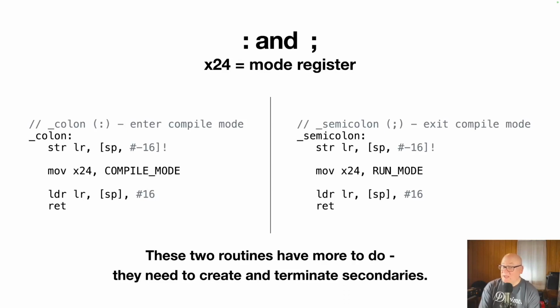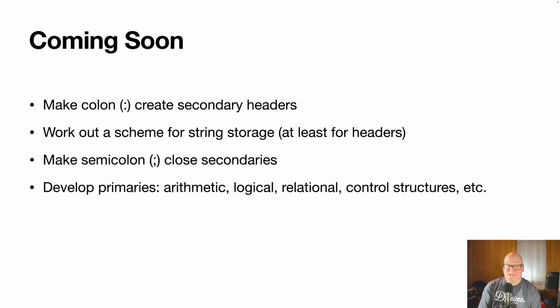We don't do the rest. We still need to create and terminate secondaries. So that'll be one of the things we work on next week. Colon is going to create secondary headers. We've got to store the string somewhere for the string name, and we don't have string storage yet, so I've got to work something out. I think we'll be able to just write it before the header and not worry about it. And then we'll make semicolon close secondaries, and at that point, the compiler is basically done.